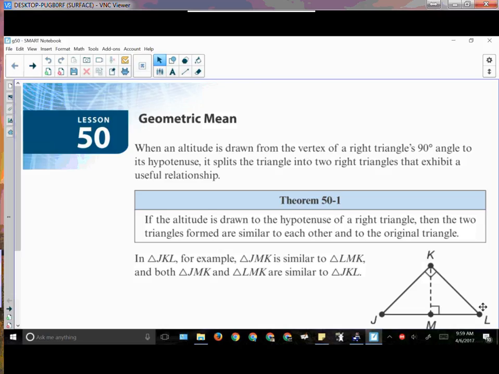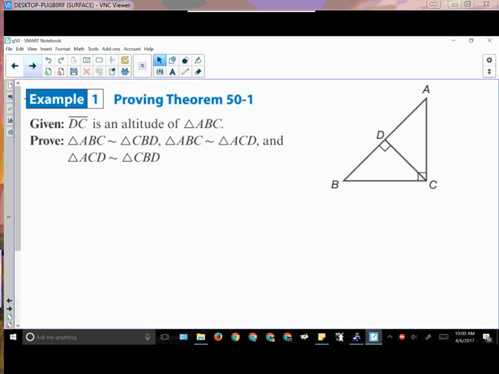I'm going to give you a moment here, and I want you to make sure that you have this written down. All right, so let's continue on and see how this goes. So I want to prove that this is going to be the case.